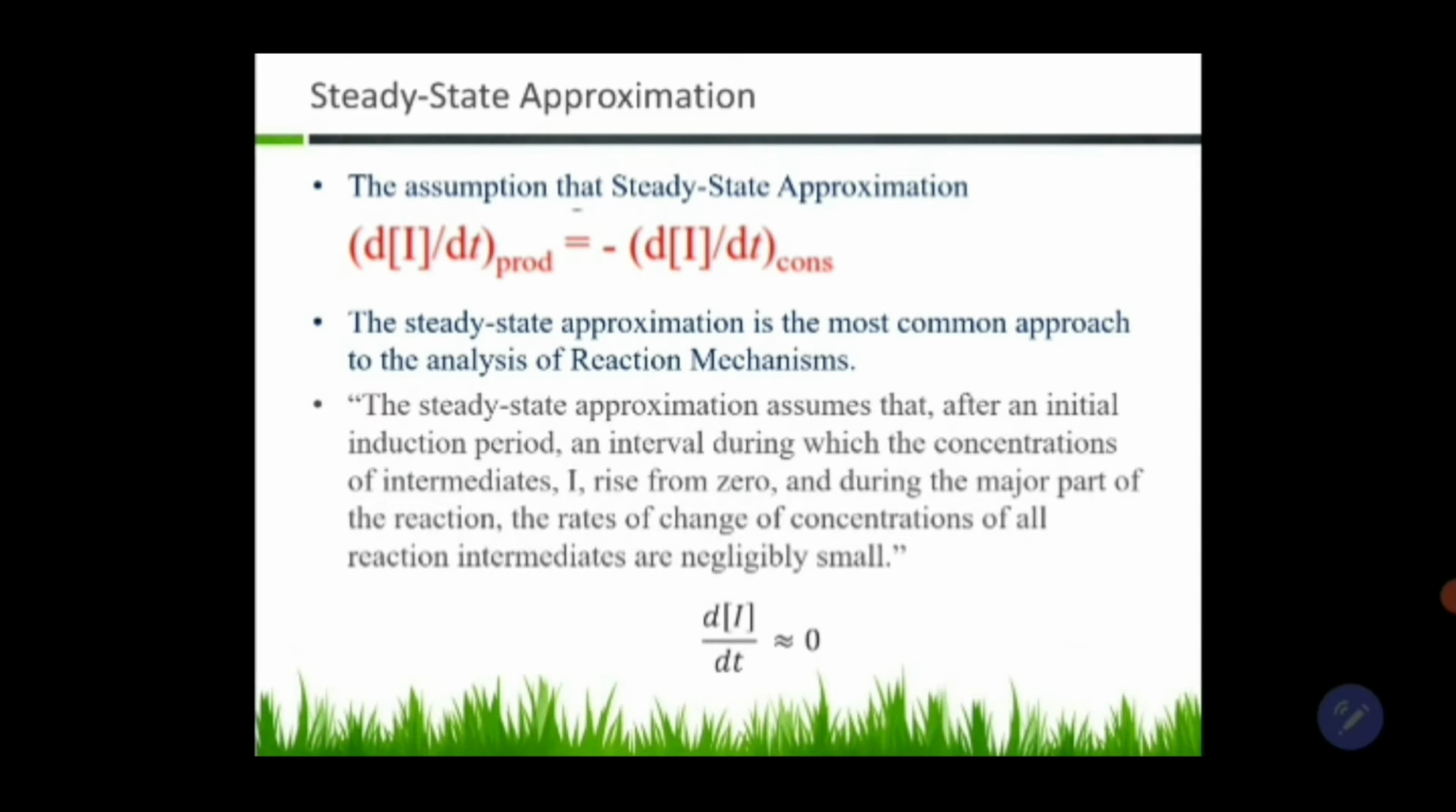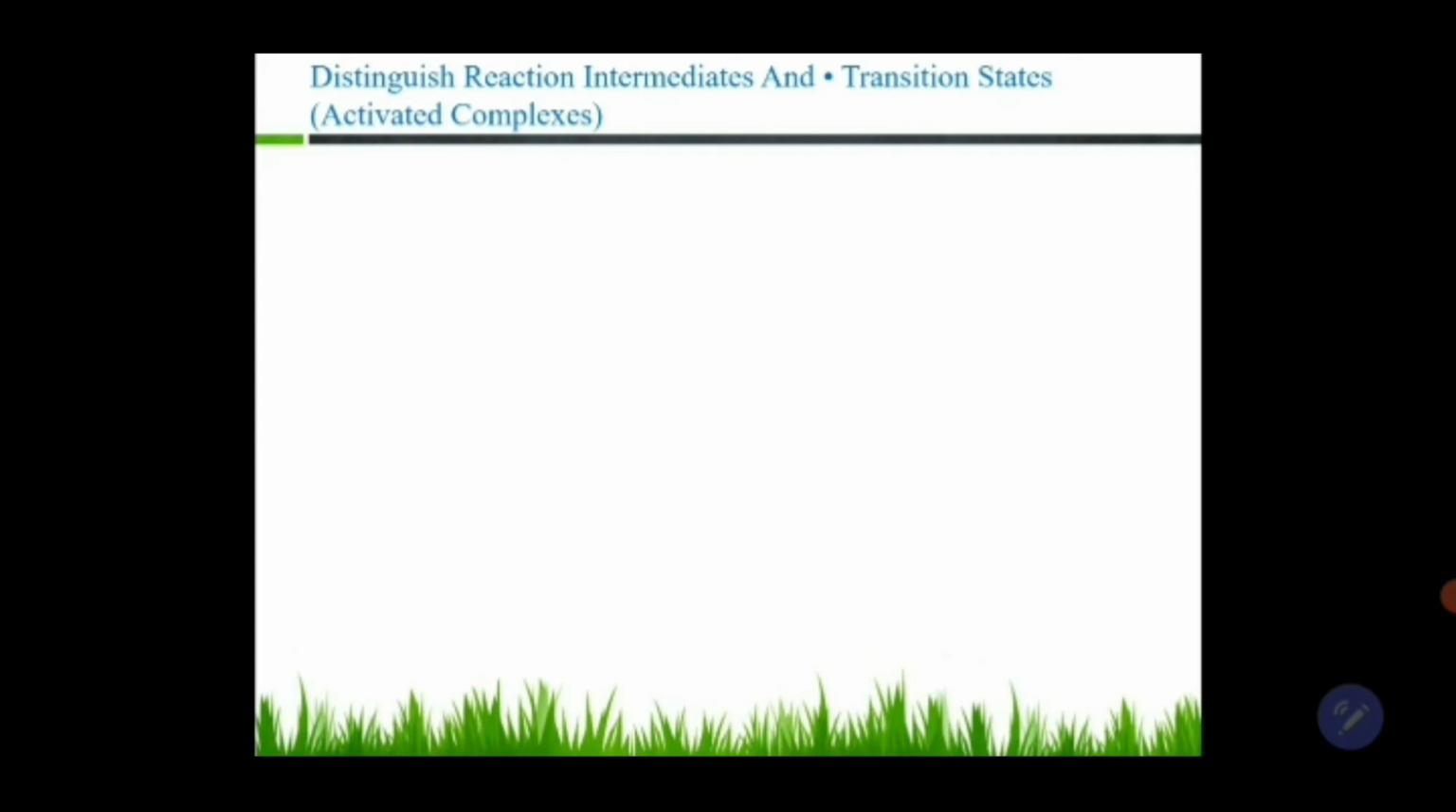So if they ask you what is steady state approximation, the steady state approximation assumes that after an initial induction period, an interval during which the concentration of intermediate, that is I, rises from 0, and during the major part of the reaction, the rates of change of the concentration of all the reaction intermediates are negligibly small. And you can write this equation also. That means during the course of reaction, even though the intermediates are formed, the molar concentration of the intermediate is negligibly small. This is what we call steady state approximation.